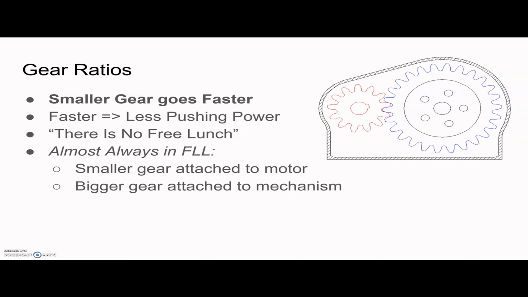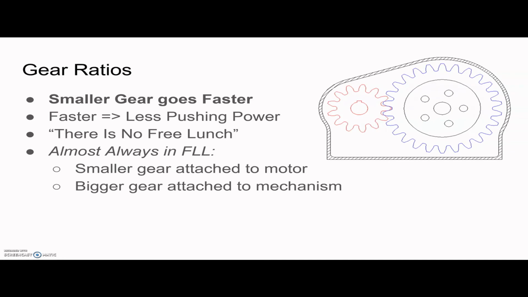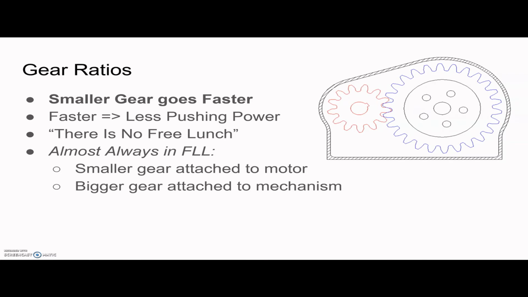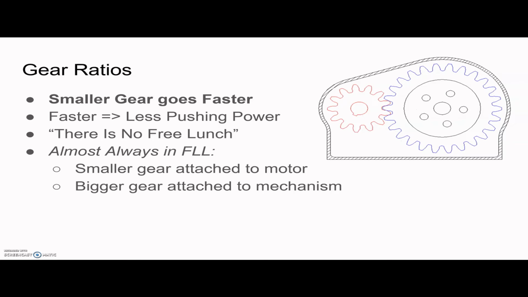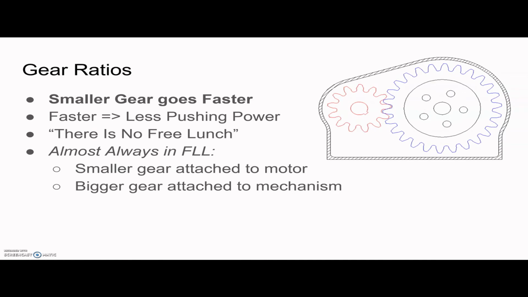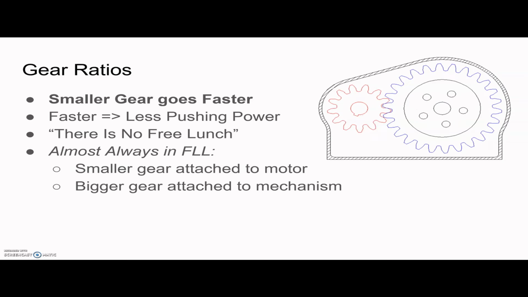It's pretty simple. If you have 2 gears in mesh and you spin them, the smaller gear will always be spinning faster. Assume that we had a tiny gear and a big gear in mesh with each other. If you twist the big gear by hand, you'll see the tiny gear start spinning really fast. But if you spin the small gear by hand, you'll see the big gear go really slow. For all of the cases that I know of in FLL, you want the smaller gear attached to the motor and the bigger gear attached to your mechanism.